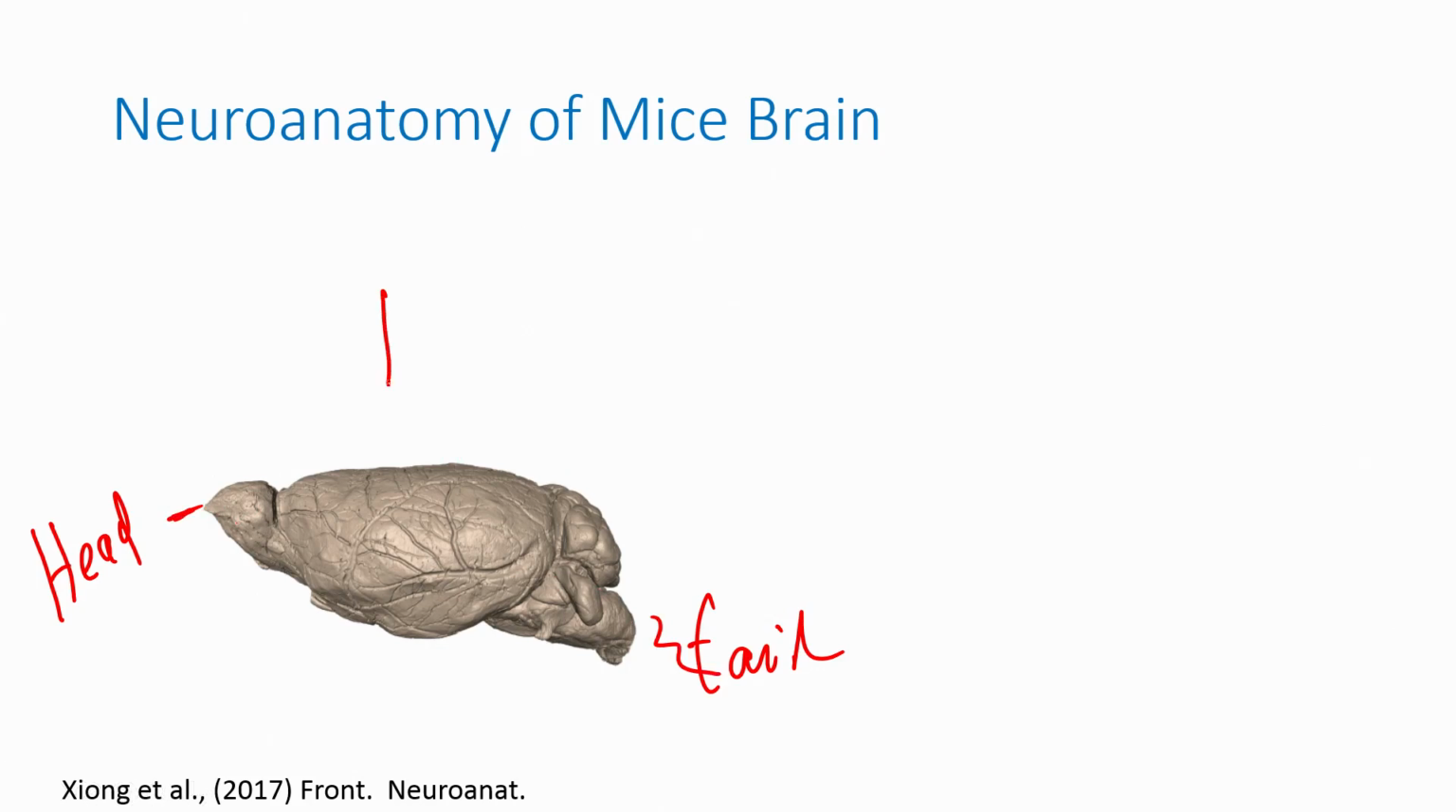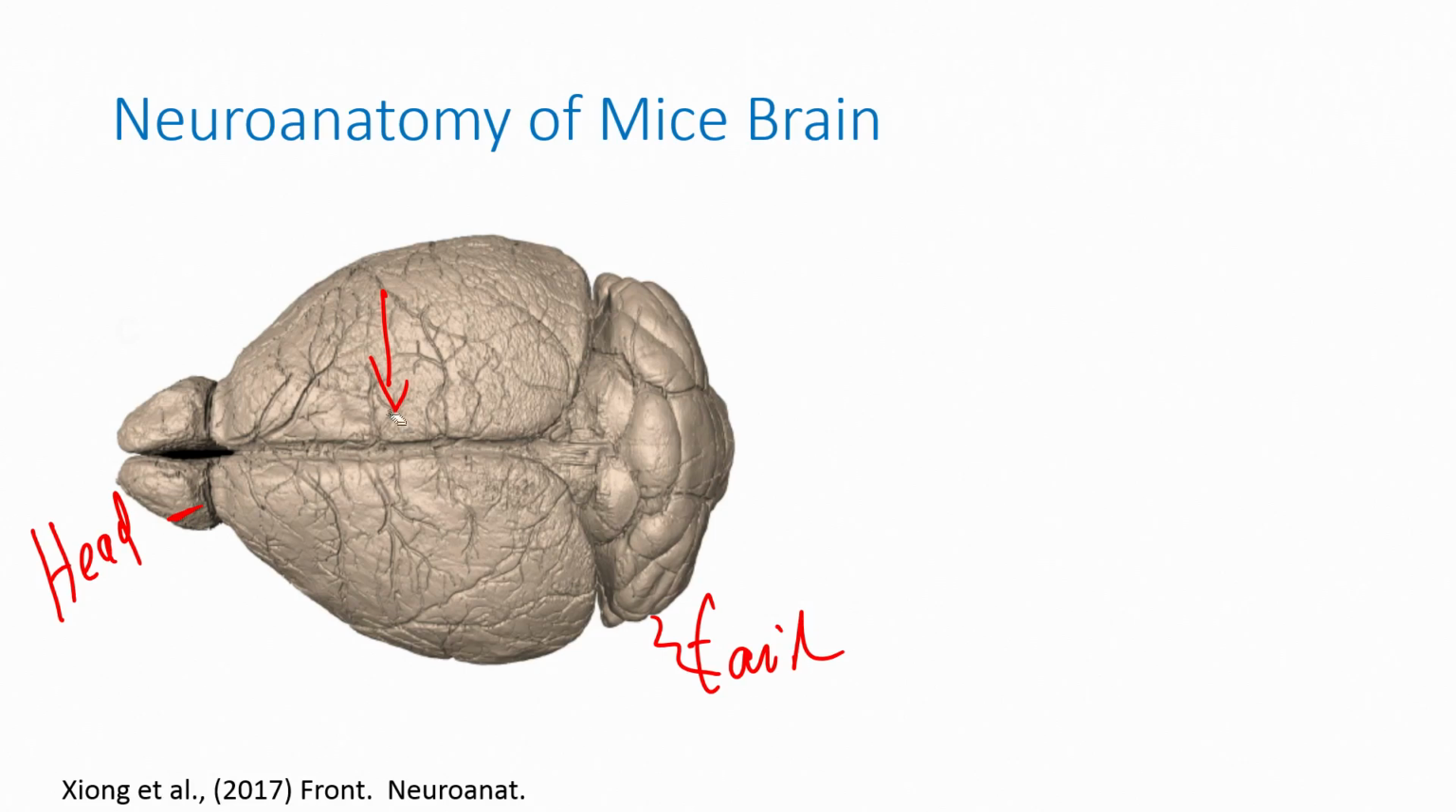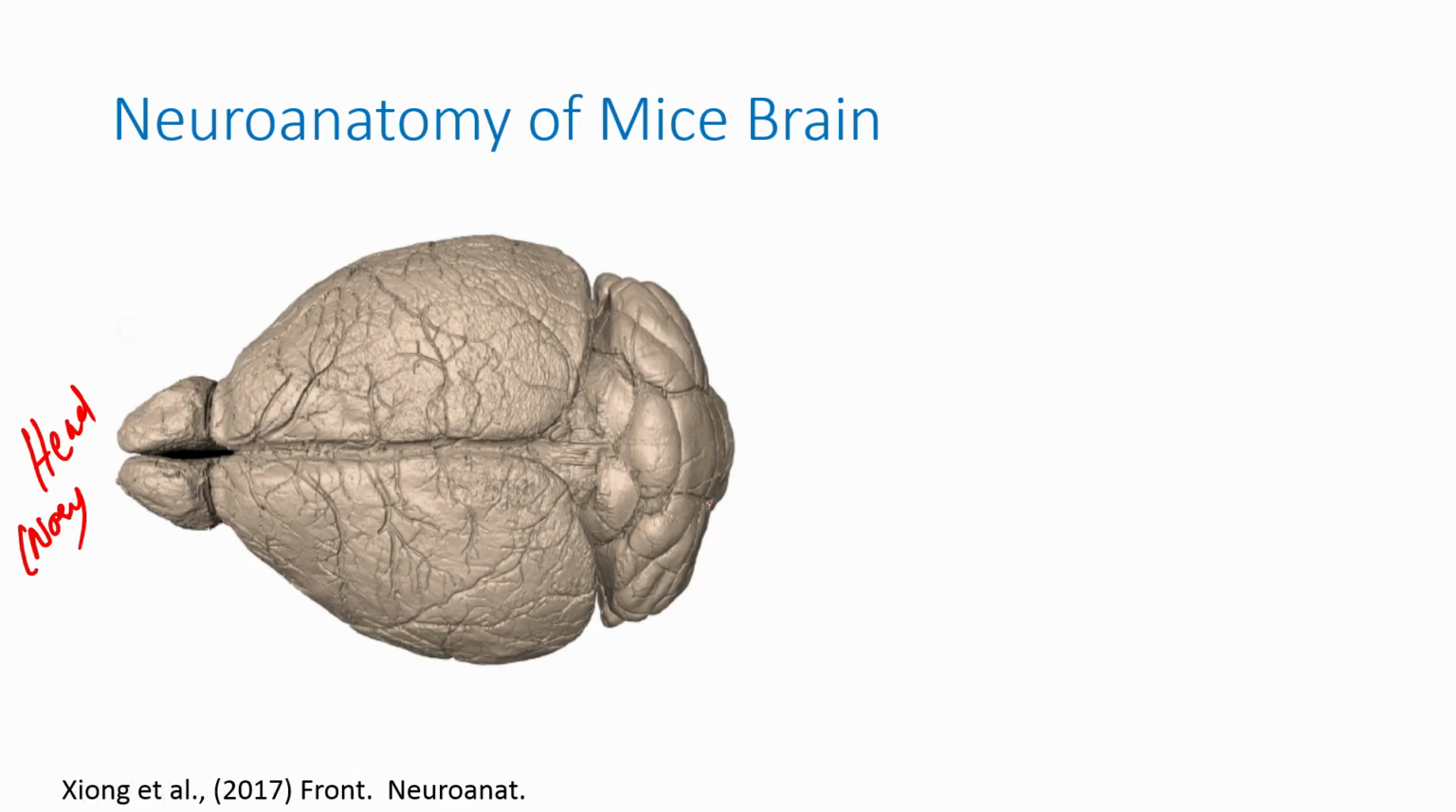Now, you can look at this brain from the top, and that is how it looks. Again, the directions are the same. That is the head or the nose, and this is where the tail of the mice is situated. This axis is called the rostrocaudal axis.